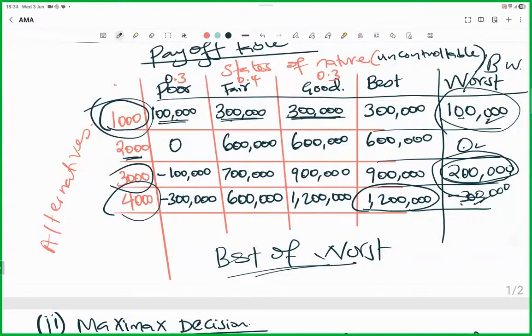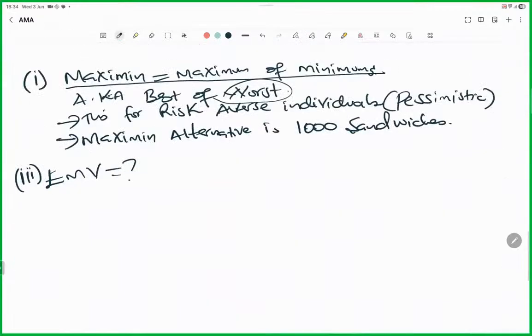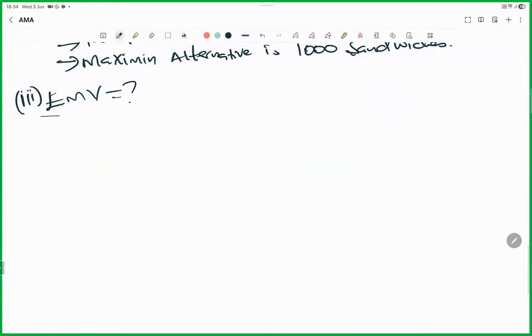But later on, I will be telling you why we normally use this worst rather than that maximum of minimums. There's a reason why we use worst. But if you look at this one here, you'll be able to bear witness with us that the maximum is 200,000.